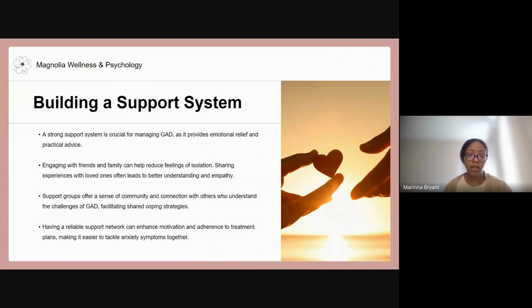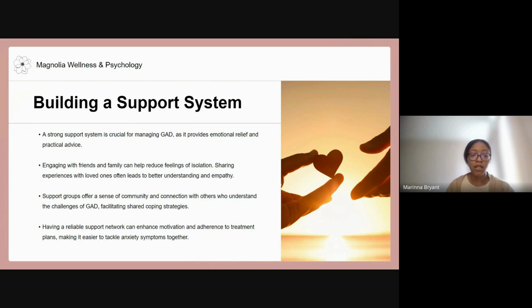Building a support system is very, very, very important when you're navigating anxiety. Managing generalized anxiety disorders is much easier with a strong support system. Whether it's friends, family, or therapists, having people you can rely on for emotional support and practical advice can make a huge difference. So you could start by engaging with loved ones. You can share your experience with them. Often they'll be more understanding and supportive than you might expect.